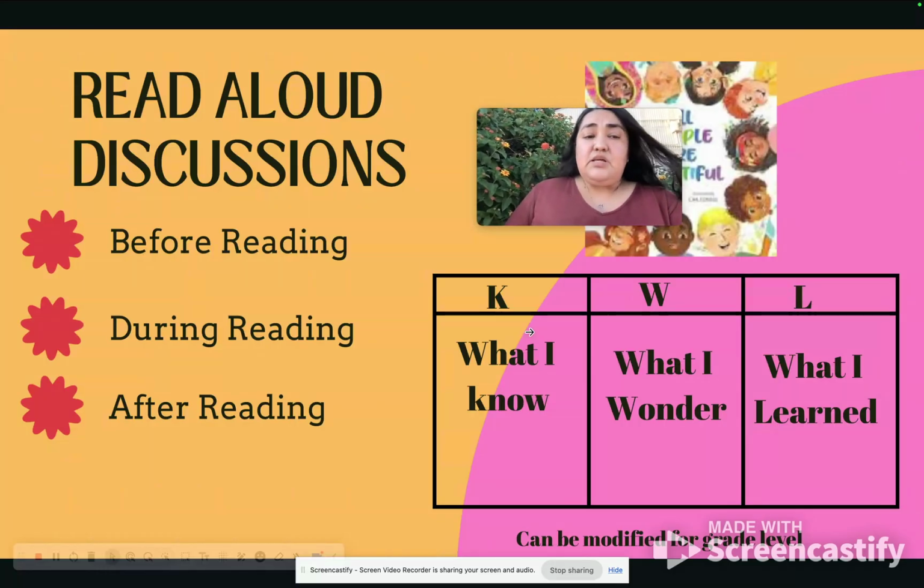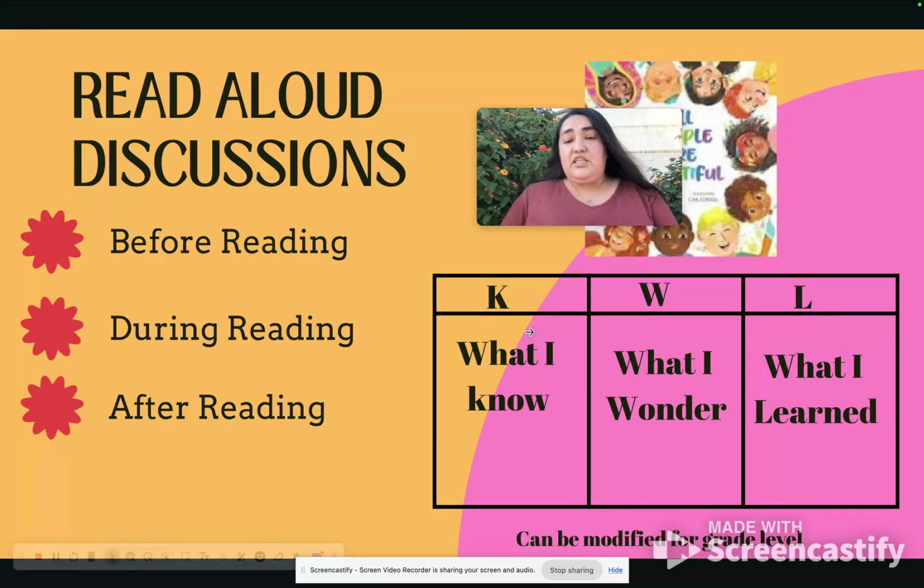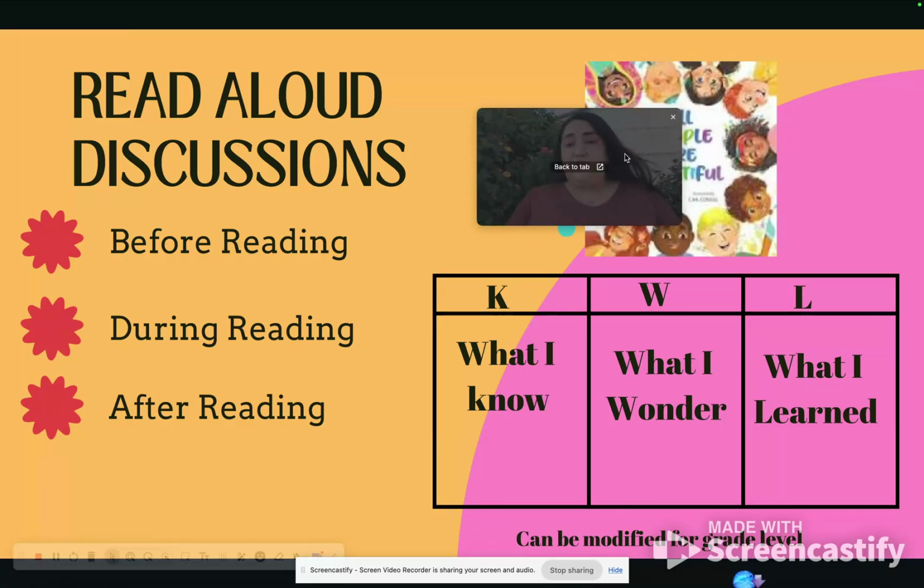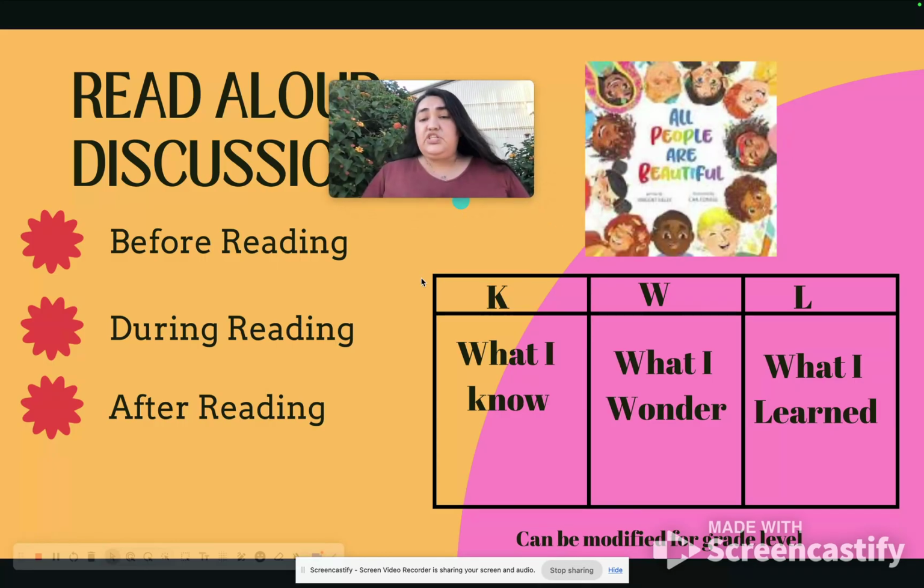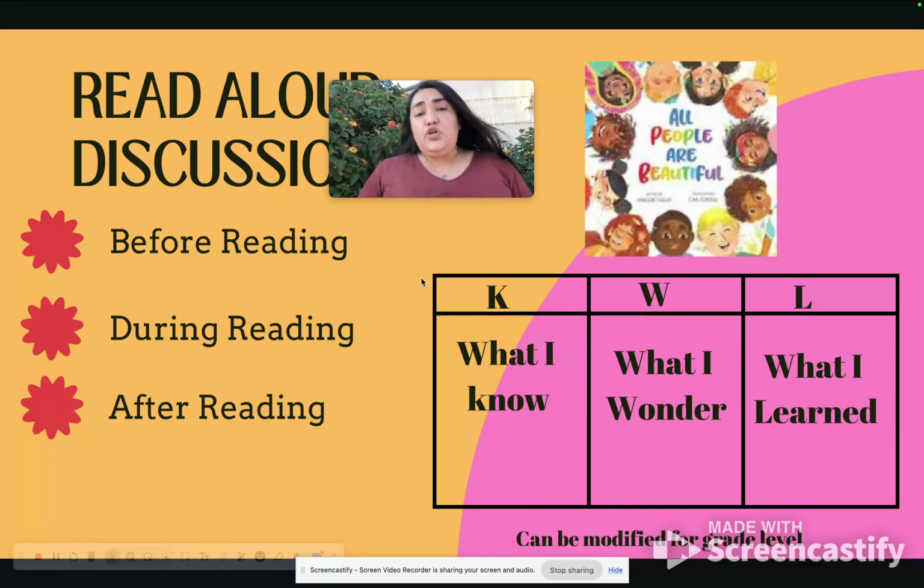The read-aloud discussions: before, during the reading, and after the reading. What I have here is a KWL chart, but you could also modify it for different grade levels depending on the grade level that you're teaching. For example, for TK, you could do what I know: talk about what the kids know. They're going to tell you what they know, and you will write it down. And then what I wonder. So ask them questions like, "What do you wonder about this book?" And then they will tell you more or less what they're wondering about the book. And then lastly, what I learned. After you conclude the read-aloud, you ask the students what they learned. You jot down a couple of points, and you wrap up that lesson for the book.